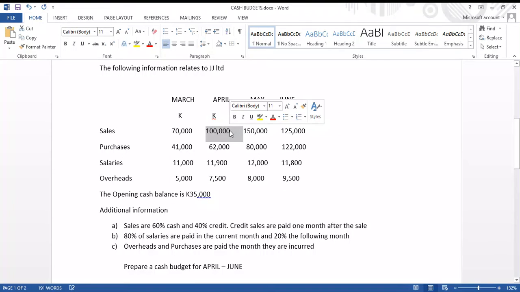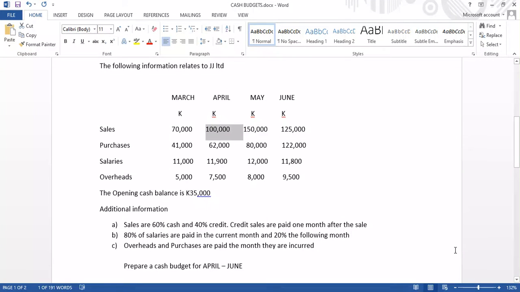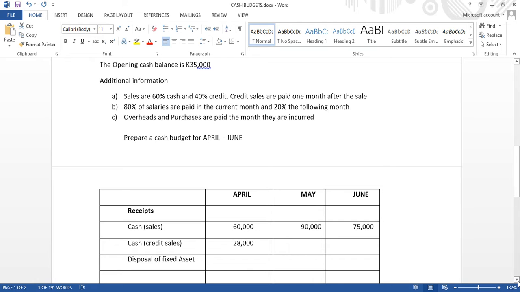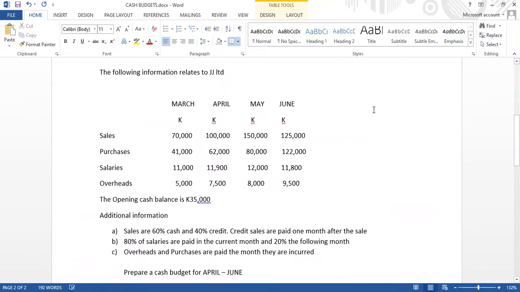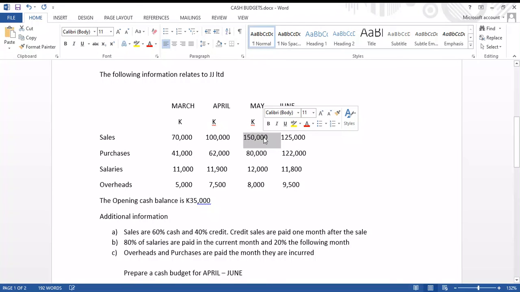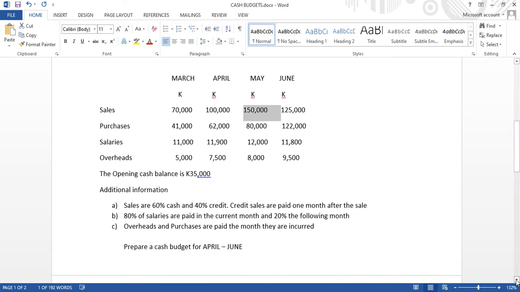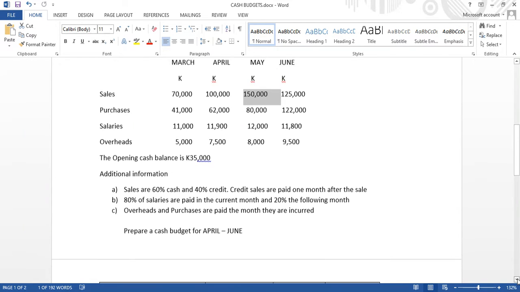Then in May, we're going to get 40% of our 100,000. So 40% of 100,000 is 40,000. And in June, we're collecting the 40% of this 150,000. So what's 40% of 150,000? That is 60,000.